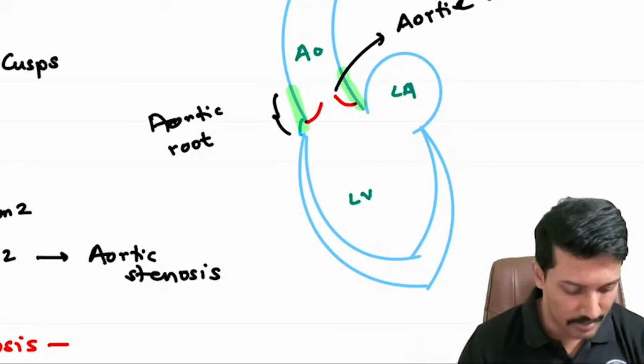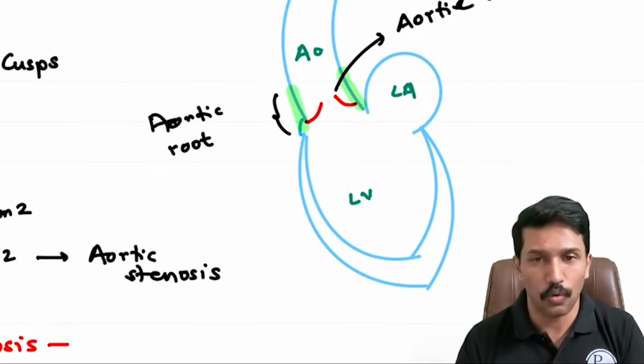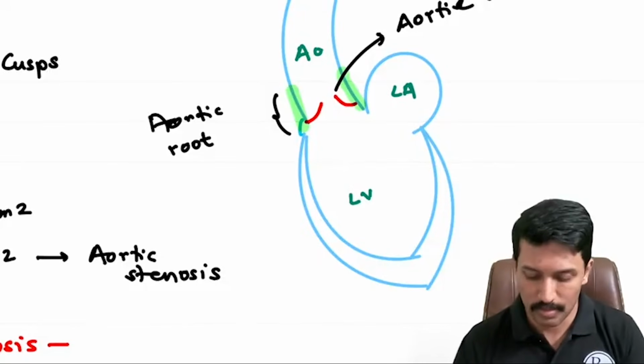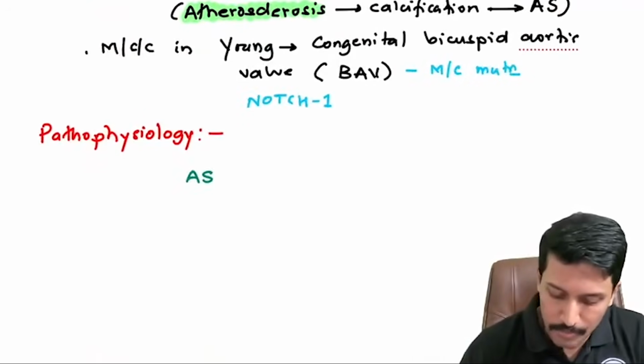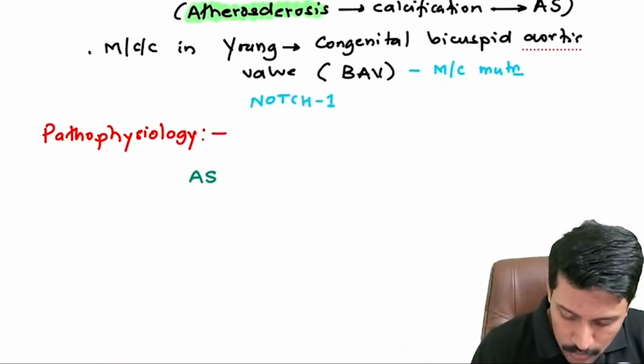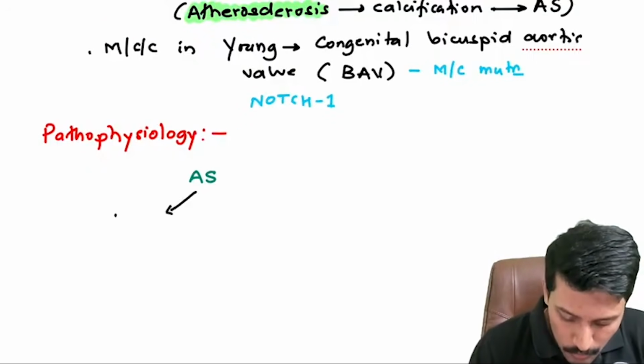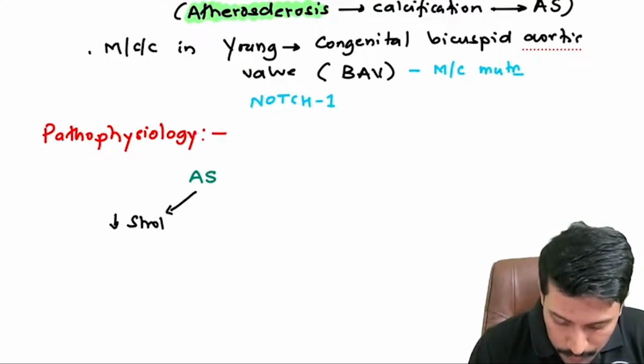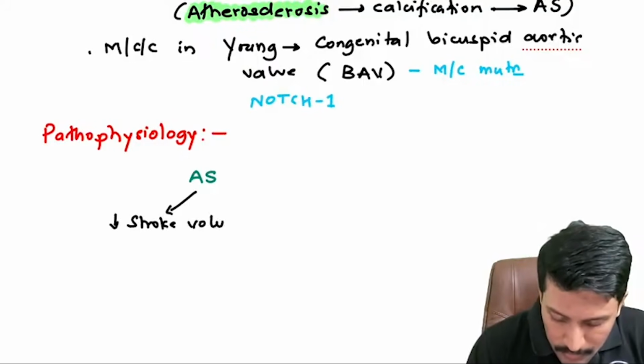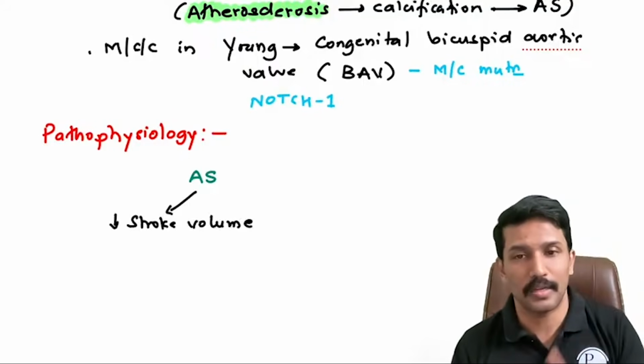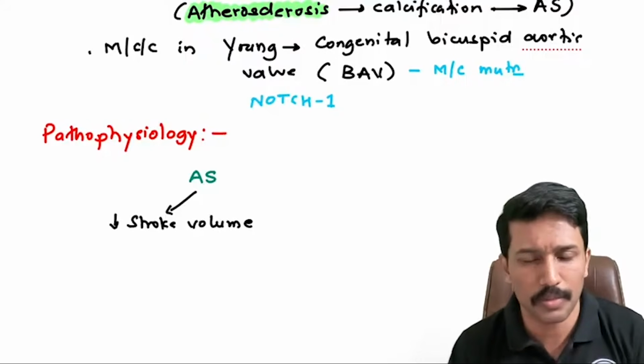Yes, perfectly right. We will have a decrease in the stroke volume because of this aortic stenosis. So the first pathophysiological change we might notice is a decrease in the stroke volume. Aortic stenosis leads to decreased stroke volume. Will it lead to some symptoms? If the stroke volume decreased, will it lead to some symptom?